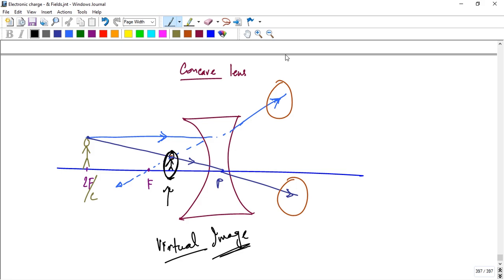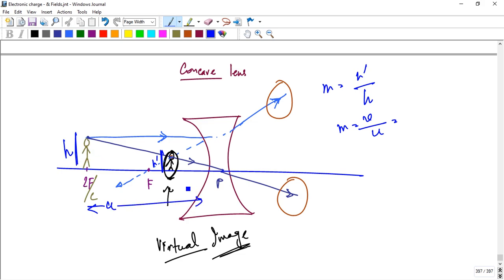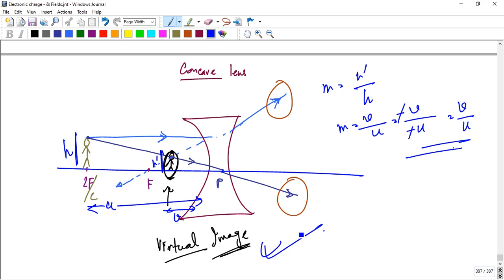And the magnification formula: height of the image h dash over height of the object h, both positive, and the same as v by u. Both u, the object distance, and v, the image distance, are on the left side, so both are negative: minus v by minus u, which cancels to v by u. And here the image is a virtual image.